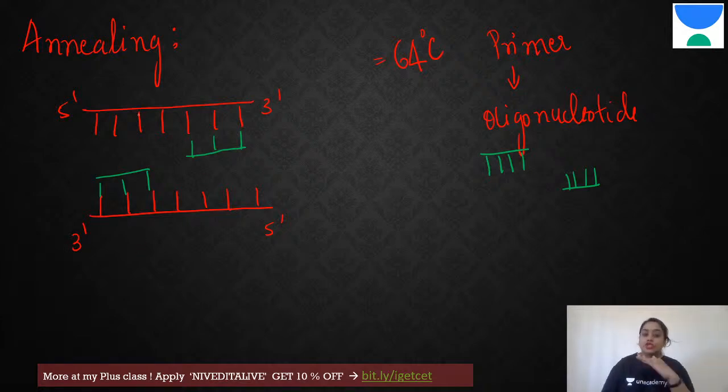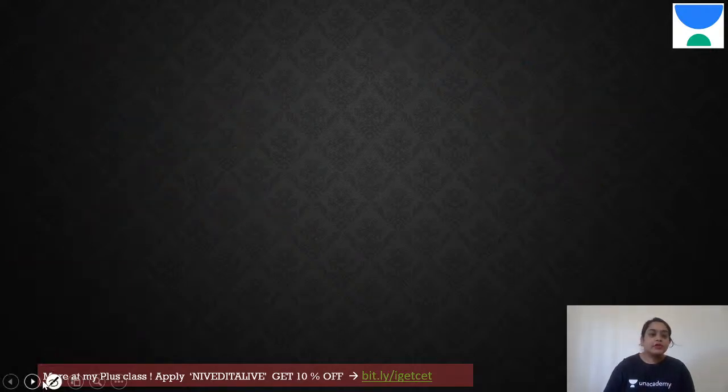Now this joining process is called annealing. So this annealing process is done. This is the second step, right? The first step was denaturation, breaking of the bonds. In the second step, the primers have attached, that is annealing. So 64 degrees Celsius for this. Let me erase this and move on to the next step.